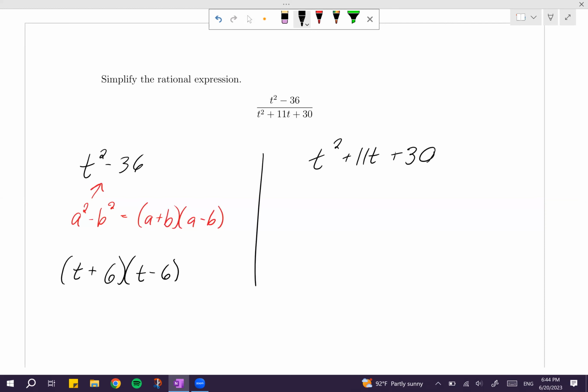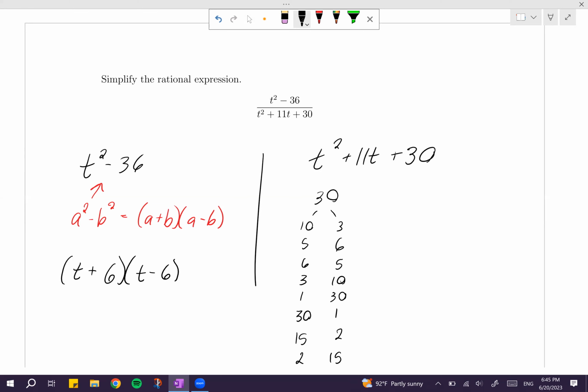This is the numerator. Then going over here to the denominator, I see this 30. So I'm looking for things that multiply together to get 30 and add together to get 11. So I'm going to look at the factors of 30. So 30 factors into, I could do 10 and 3. I could do 5 and 6. I could do 6 and 5. I could do 3 and 10. I could also do 1 and 30 and 30 and 1. I could also do 15 and 2, 2 and 15.